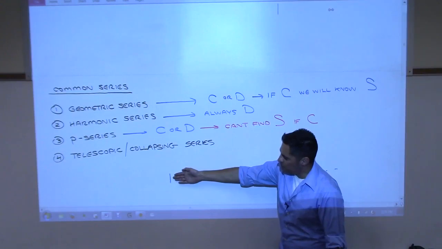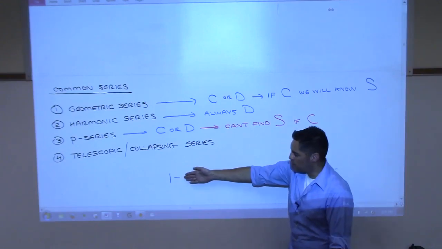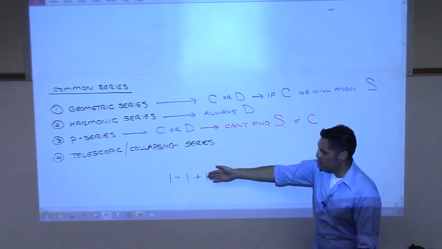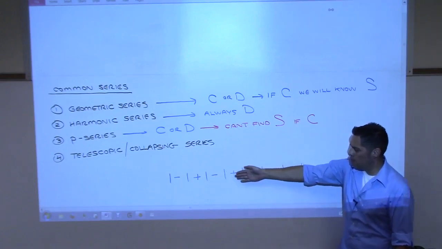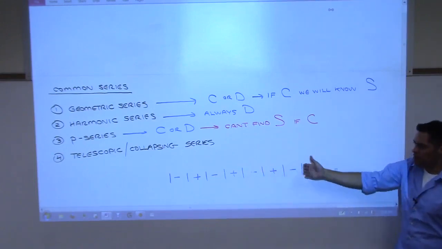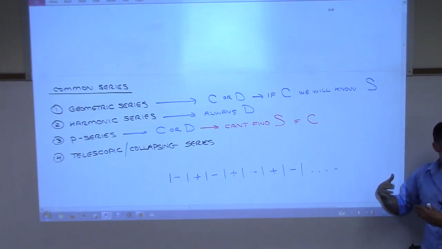If I take the first sum, I get 1. Next one out, I get what? 0, 1, 0, 1, 0, 1. So as I go out to infinity, is that sum headed to a particular value? Doesn't appear so. It looks like it's oscillating.